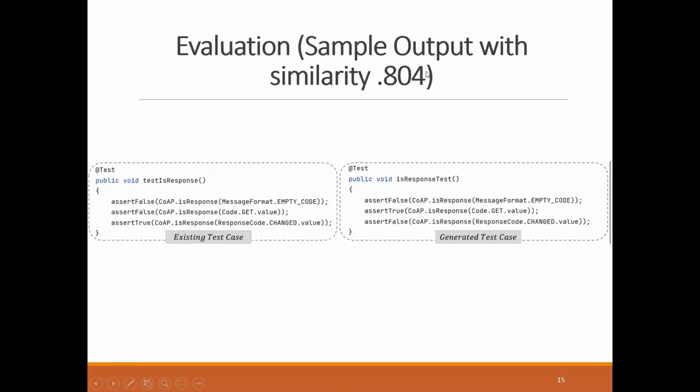This is another example of a test case with a cosine similarity value of 0.804. We can see they look alike, but instead of assert false here, assert true was generated by TSC since the template it used assert true. And instead of assert true here, we have assert false. So the similarity value is not 1 here, but 0.804. Still, the developer's effort is reduced. They have the basic prototype and they only have to change this assert true to false and this assert false to true.